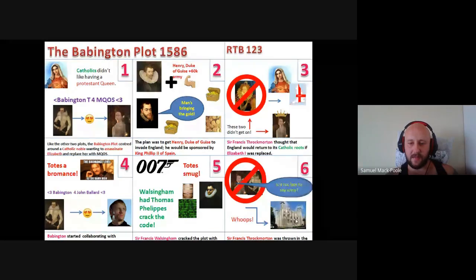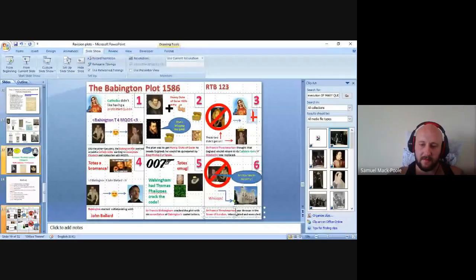Sorry, I've noticed there's a couple of mistakes in this slide today, and it's embarrassing. It's going to be in a YouTube video because I don't like recording things twice, but Mary Queen of Scots and Babington were executed. Okay, which is bad news. Very, very, very bad news for those two. It was the end of their lives.